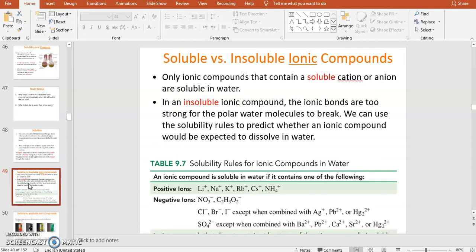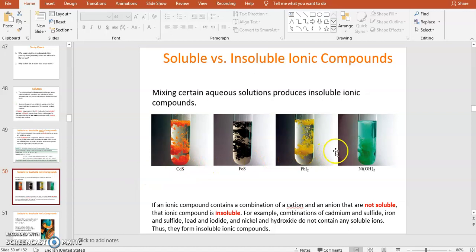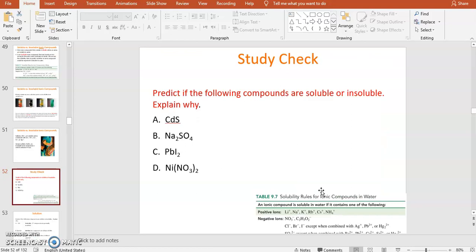Okay. Soluble versus insoluble compounds. So we have a table to determine if the compound will be soluble or non-soluble, and this is the table. Don't worry about it. If I need it in the test, I will give it to you. These are some examples of non-soluble solutions. So all of these are different solutions, and the solute is not dissolving, so you can see it by your eyes. And a study check.